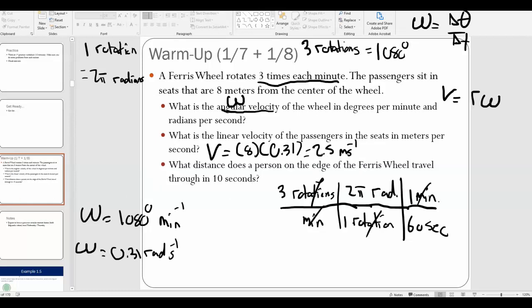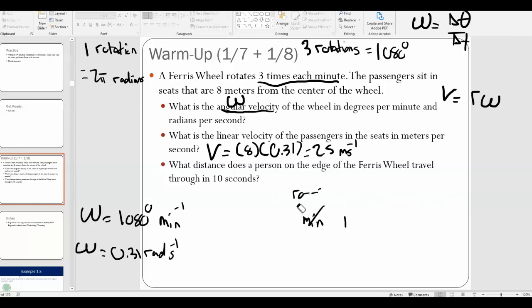I'm going to erase some of this just to clear some space. Okay, so for this last one, we need to use the arc length equation. That's going to be S equals R times theta, where R is the radius, which we know is 8 meters, and theta is the angular displacement in radians.